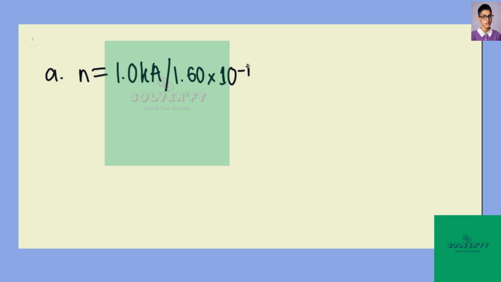We know that for part A, the rate at which incident protons arrive at the barrier, n, would be 1.0 kiloamperes divided by 1.60 times 10 to the negative 19th coulombs, the charge of each proton. This would be equal to 6.25 times 10 to the 21st protons per second.